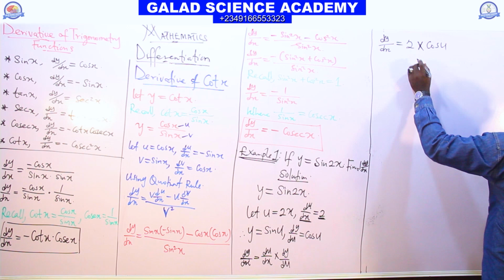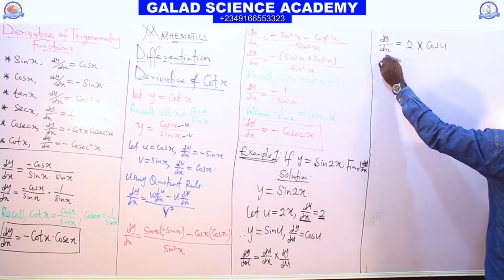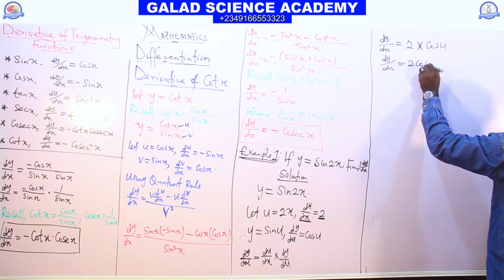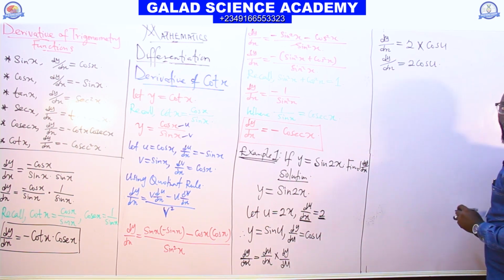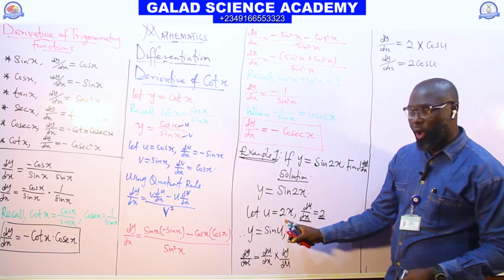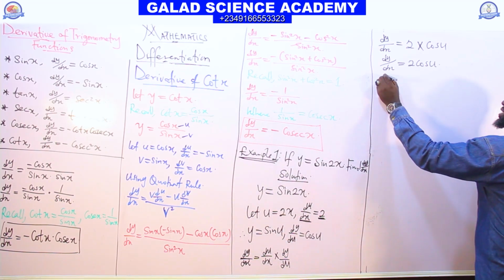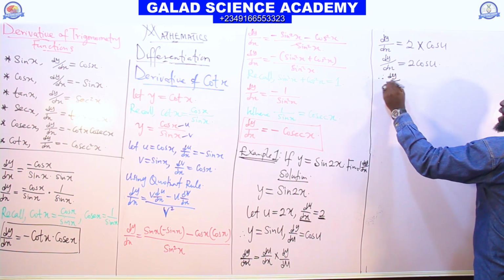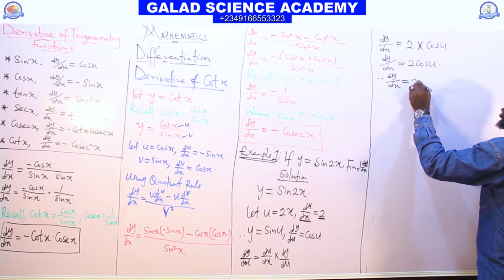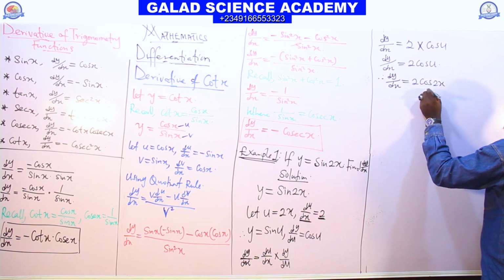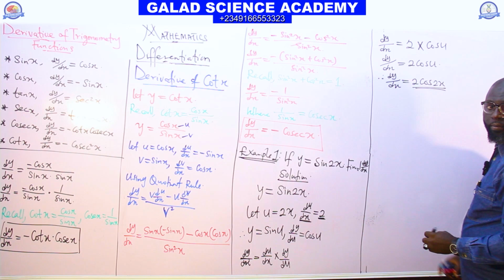So then we now have dy/dx to be 2 cos u. But what is our u before? u is 2x. Therefore, dy/dx will be equal to 2 cos 2x. That is the final answer.